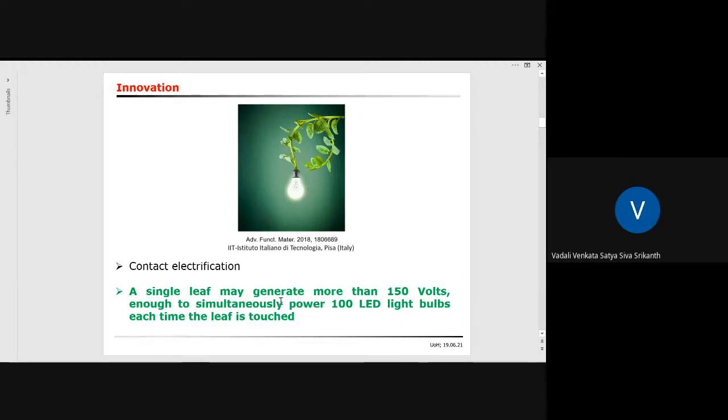Now, again, these are all his results. You can see here the results are well documented in Advanced Functional Materials, a well-known journal, in 2018. And this research has been led by a group in Italy, and it is still going on.